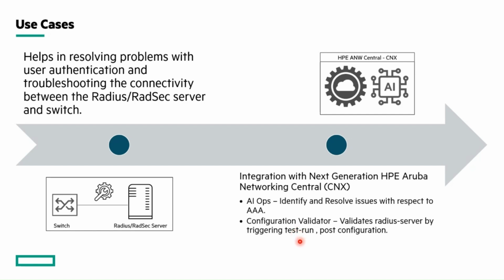It allows us to initiate a test run after the RADIUS server configuration. So we can validate whether the configured RADIUS server is reachable or not, and the attributes sent by the RADIUS server. These are the main use cases this feature helps us solve.